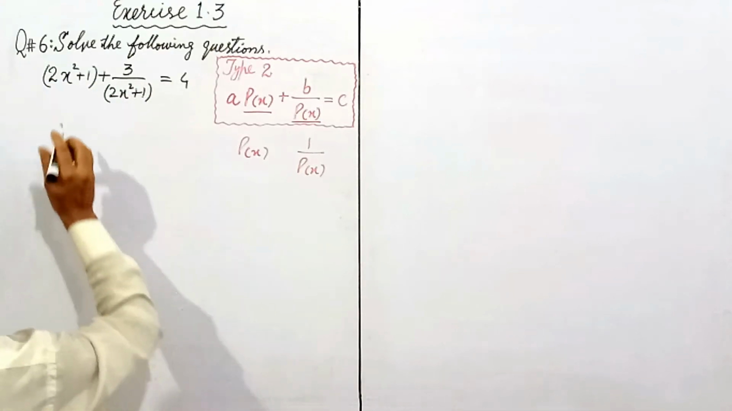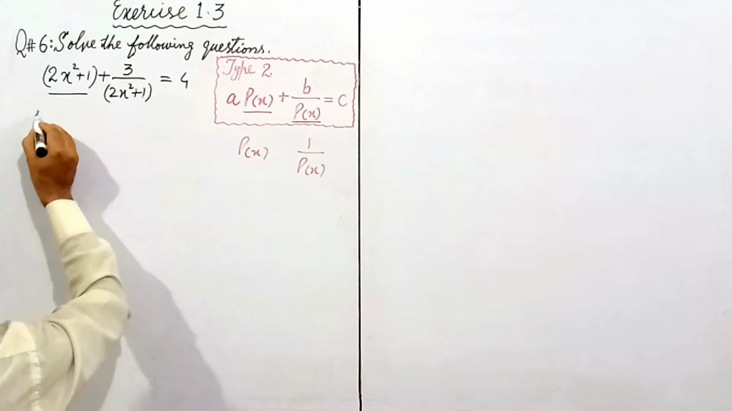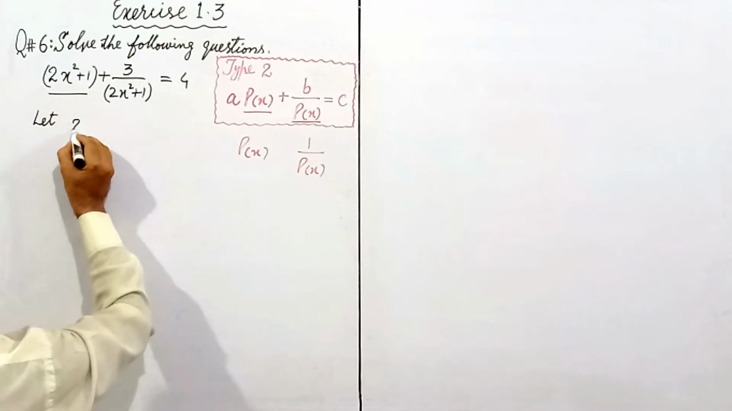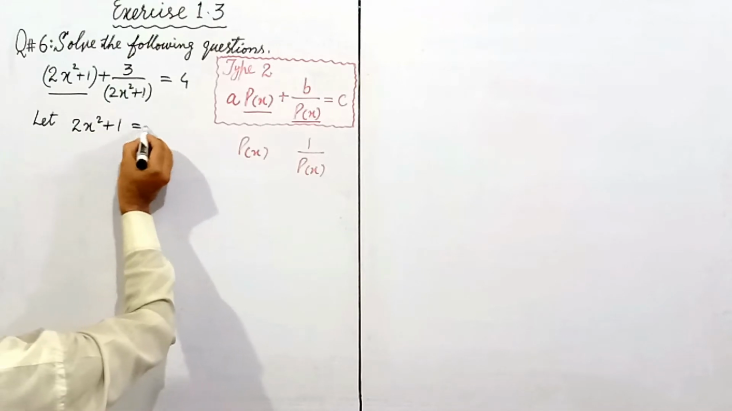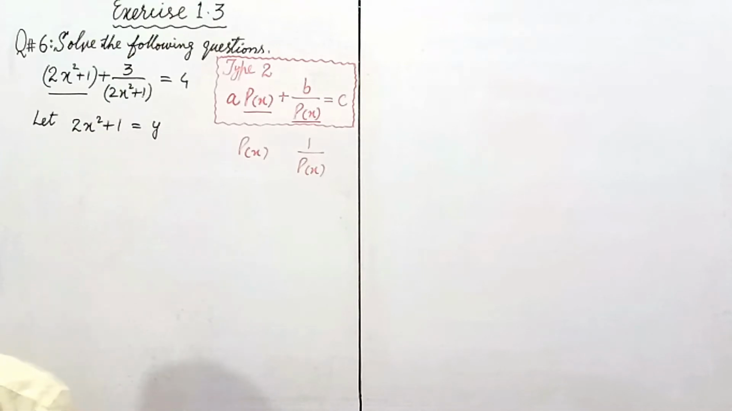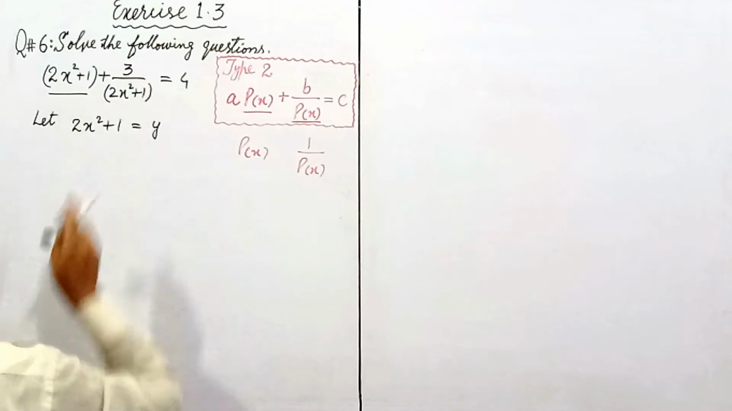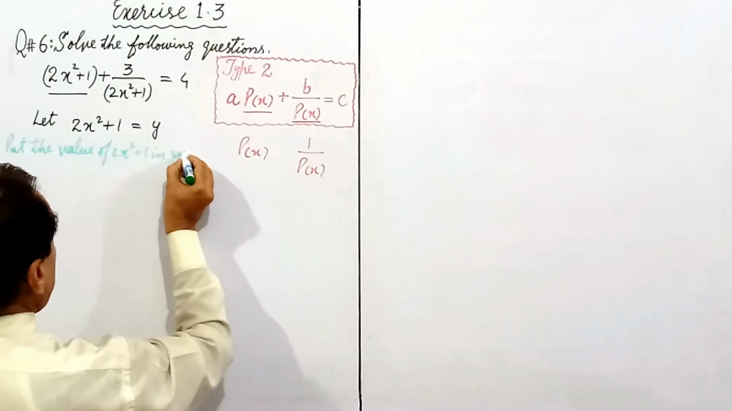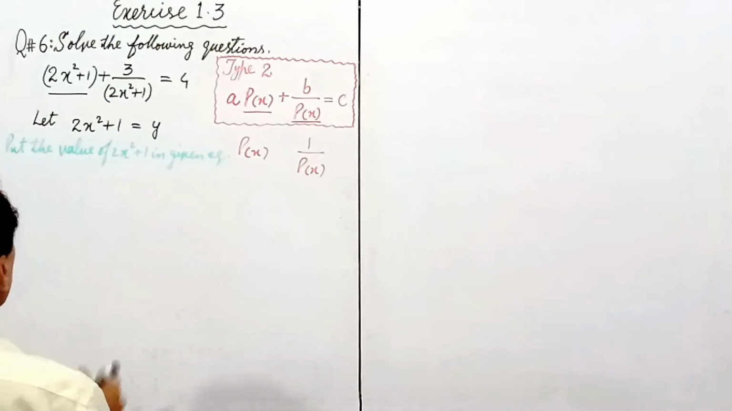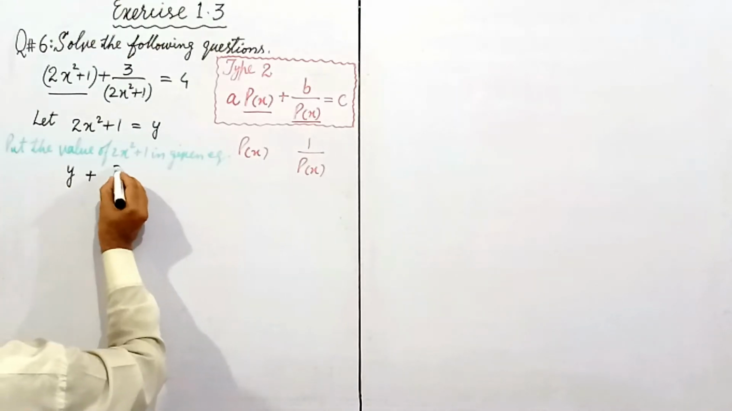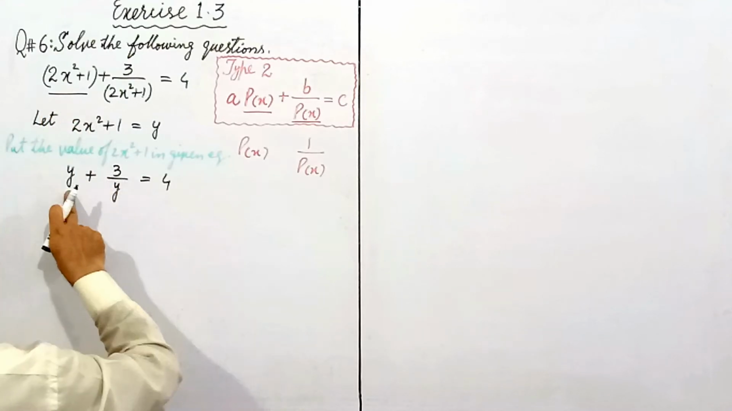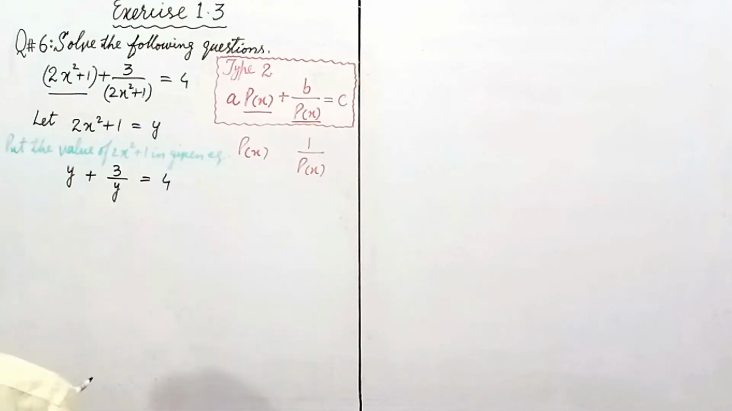In the first step, we let the polynomial of x, that is 2x square plus 1, be equal to y. Substituting the value in the given equation, we have y plus 3 over y is equal to 4. In place of 2x square plus 1, we put y in both terms.